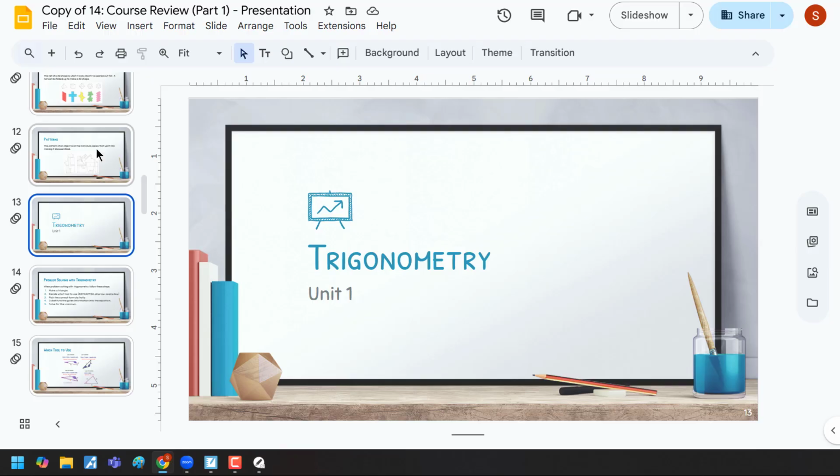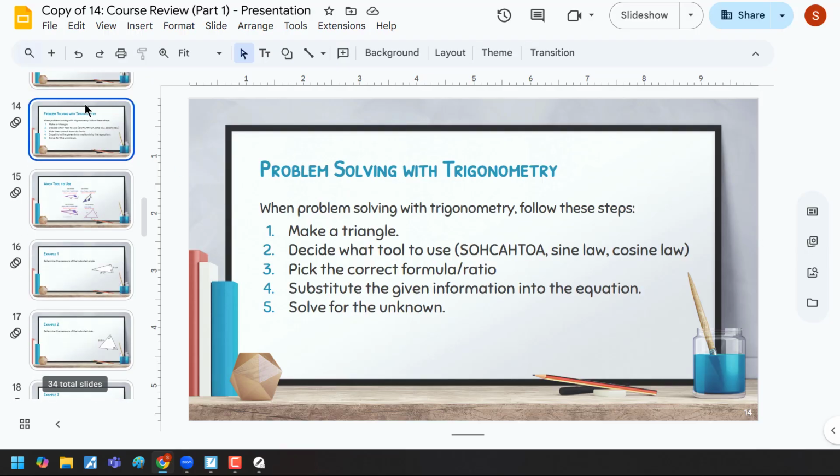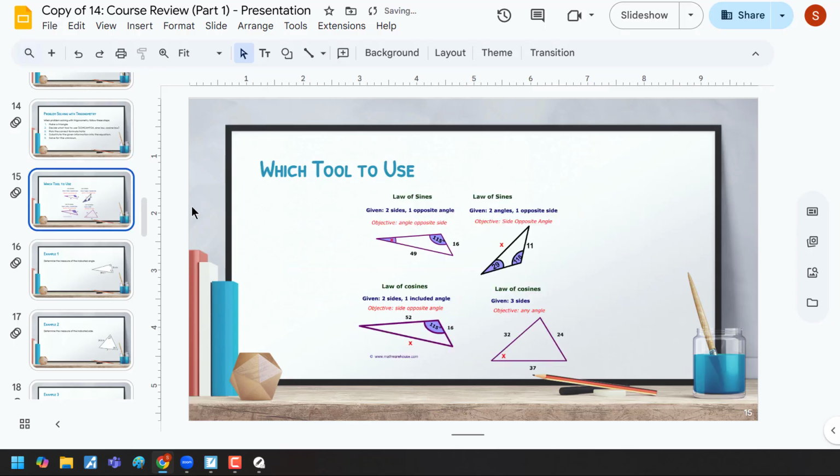All right, unit 1 trig. Let's go. We're going to solve some trig stuff, make a triangle, SOHCAHTOA, sine law, cosine law, pick the correct formula, ratio, substitute the given information and then solve.